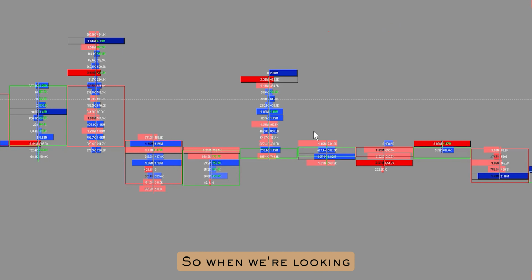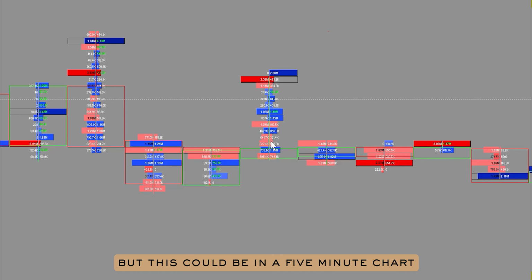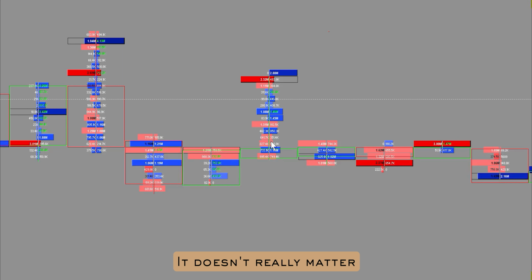So when we're looking at a footprint chart, we get a very broken down, atomized view of what took place within each candle. So right now we're looking at a half hour candle period, but this could be on a 5 minute chart, it could be on a 1 minute chart, it doesn't really matter. What we're seeing is for that chart setting, where the volume came in.